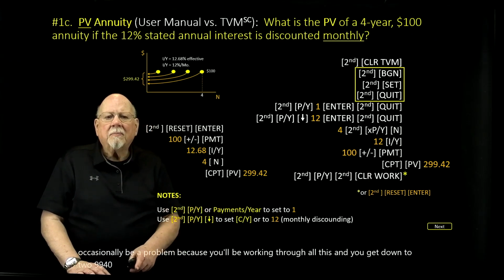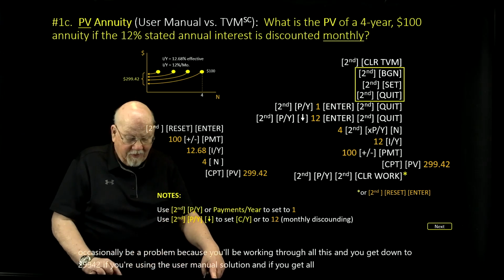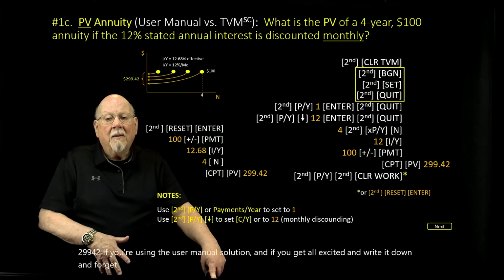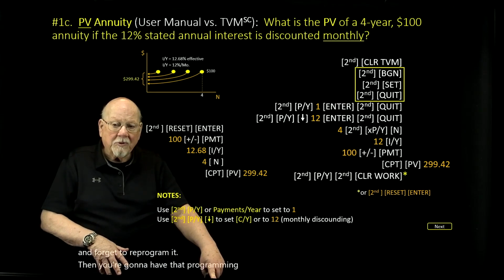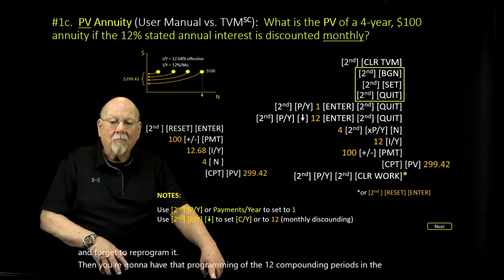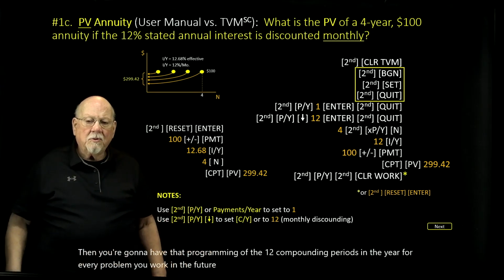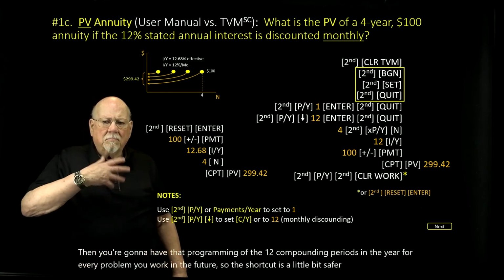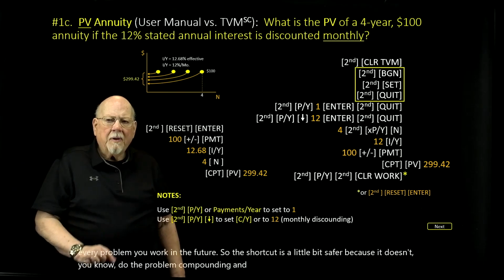if you're using the user manual solution, and if you get all excited and write it down and forget to reprogram it, then you're going to have that programming of 12 compounding periods in the year for every problem you work in the future. So the shortcut is a little bit safer because it doesn't do the compounding and uncompounding. Well, that's the comparison of the two.